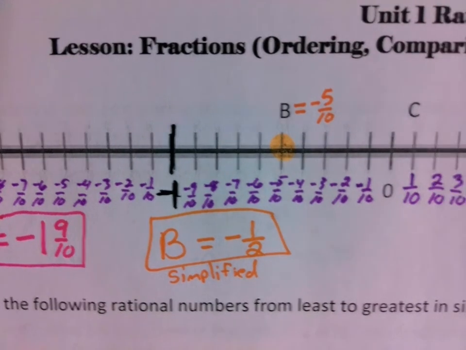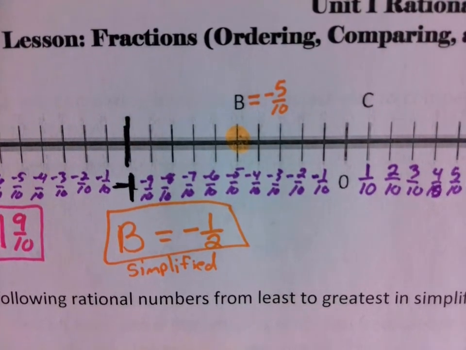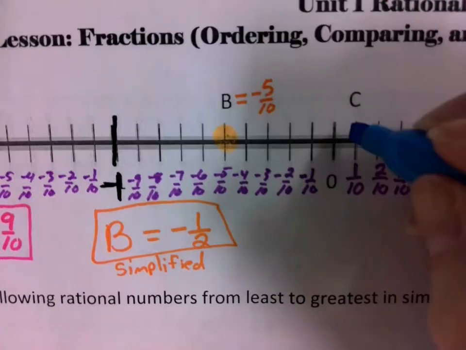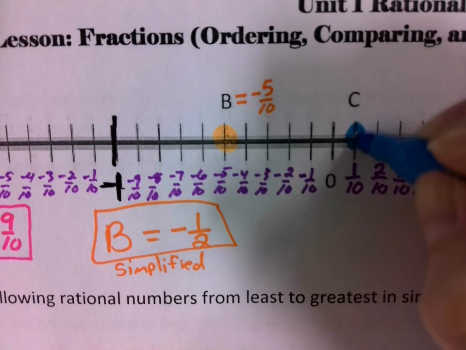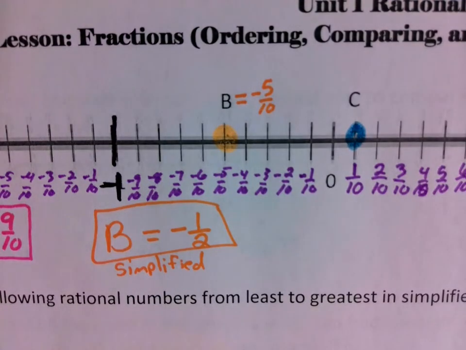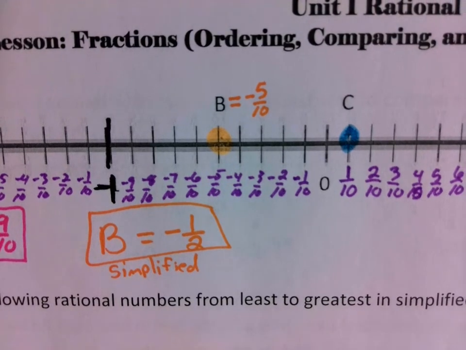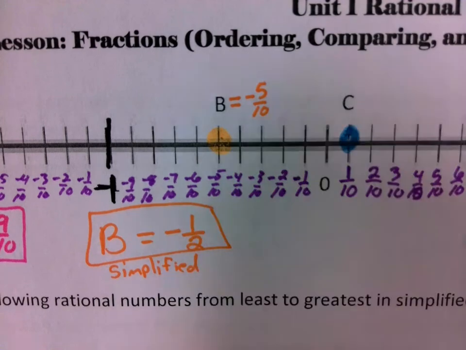Okay, let's look at C. So C is located right here. Eileen, did we pass a one whole mark? No, we did not pass a whole mark, so we're not going to have a whole number. What fraction is C at? 1/10. Is that simplified? Yes. So I'm going to go ahead and write down C is 1/10.